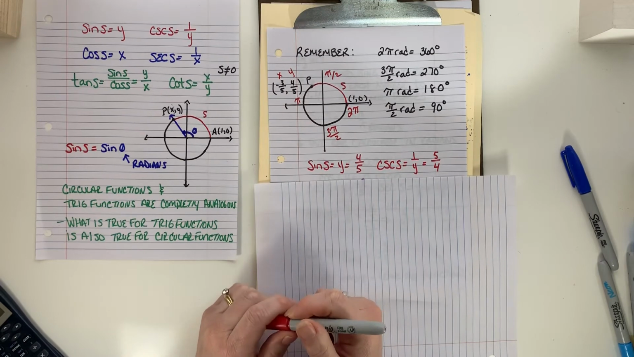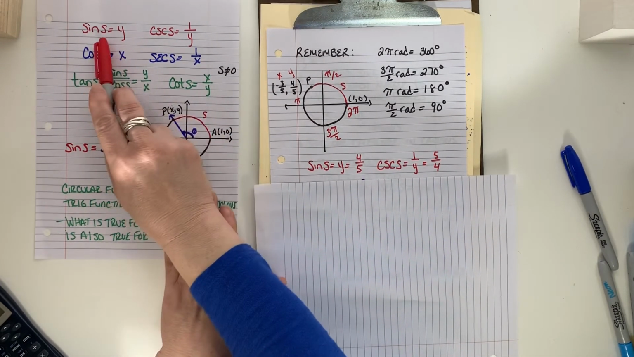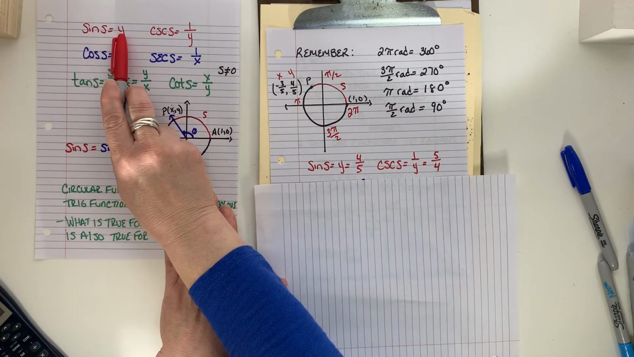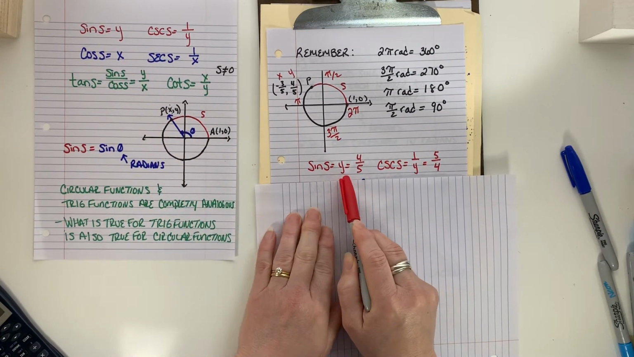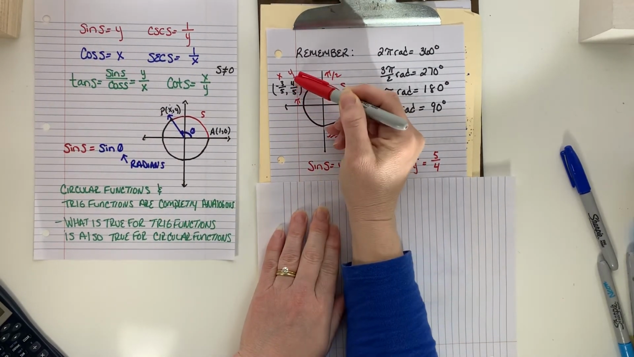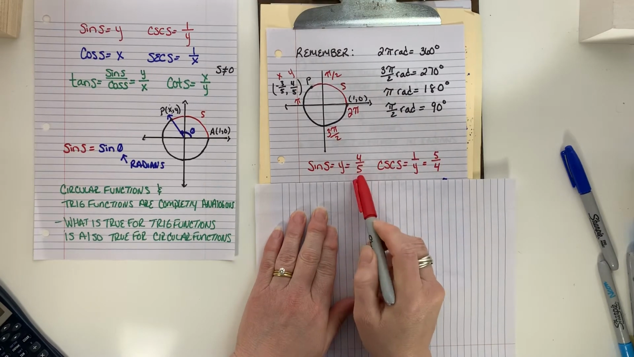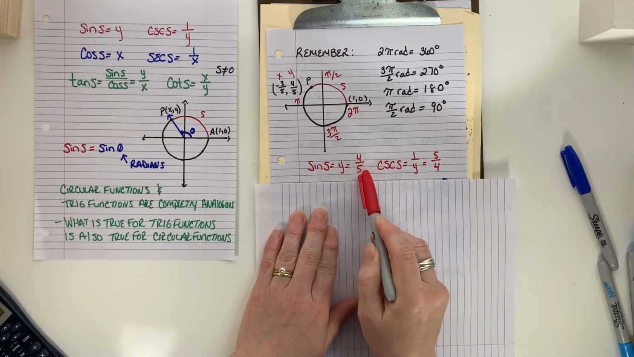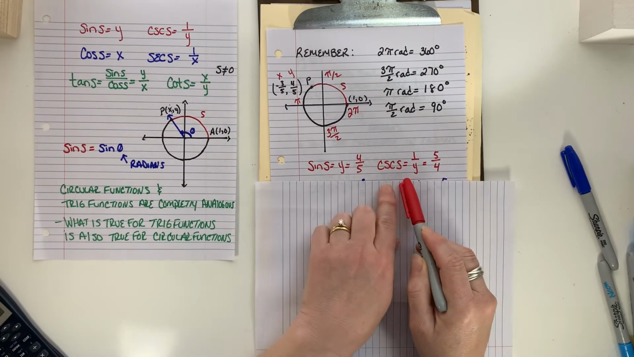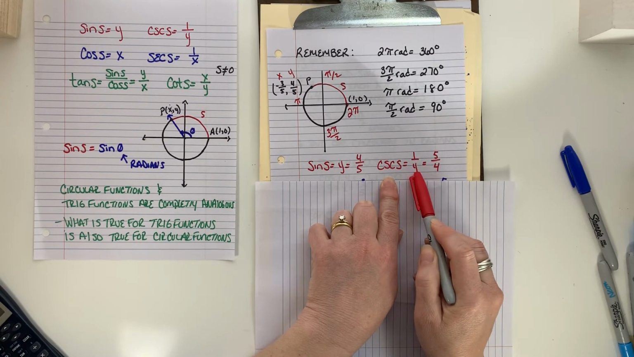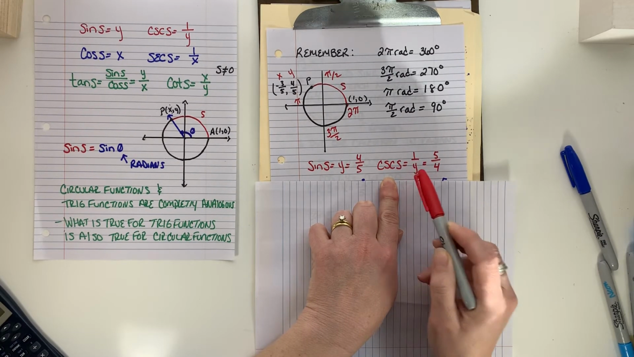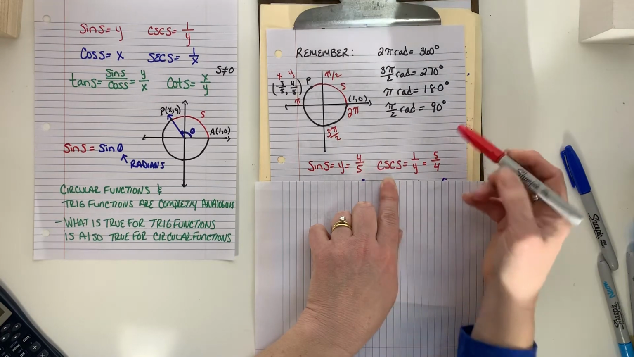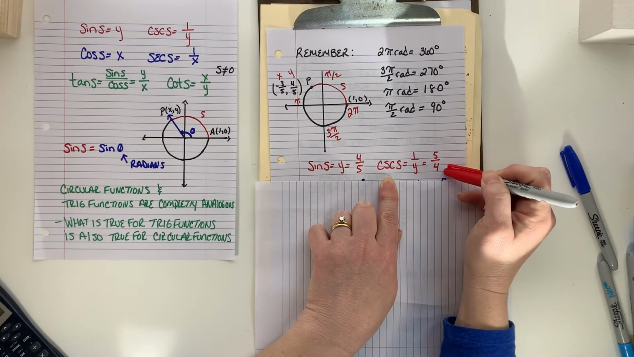All right, so let's take a look. We're going to use that the sine of s is equal to y. If we go up here, y is equal to 4/5. So that's the answer: the sine of s is equal to 4/5. The cosecant of s is 1/y. All that means is you flip it. So if the sine is 4/5, the cosecant is 5/4.